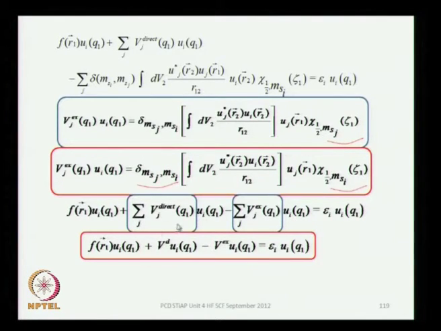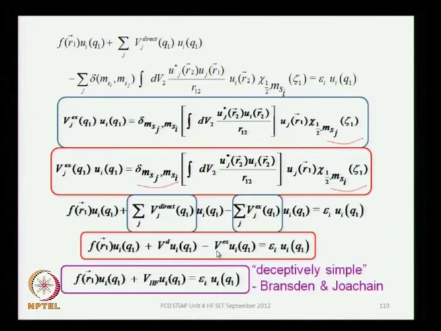You can sum over j to give you this operator V with a superscript D for direct, and this operator V with a superscript X for exchange. Okay. And you have got this Coulomb minus the exchange operator, and you find that this is written in a form which looks like an eigenvalue equation.